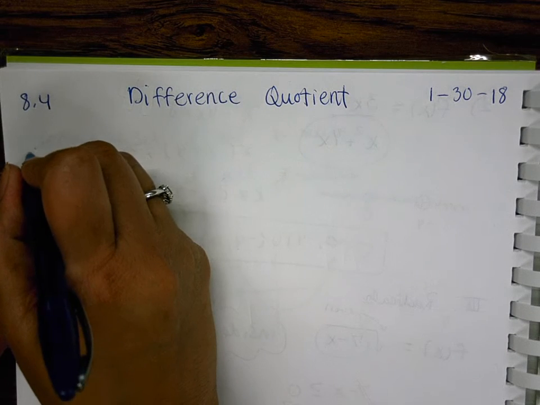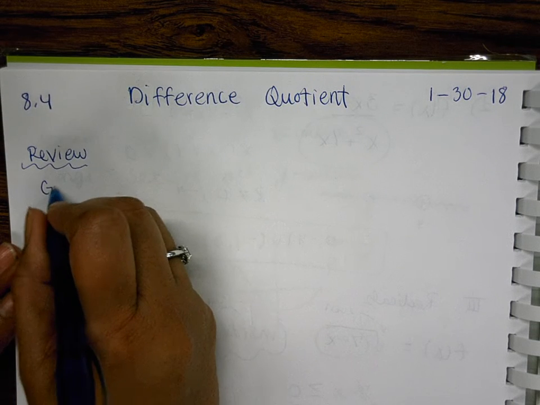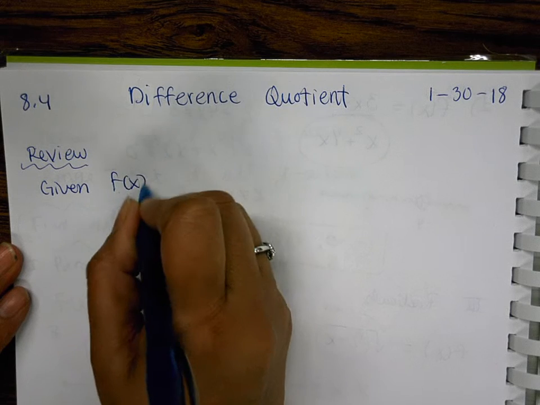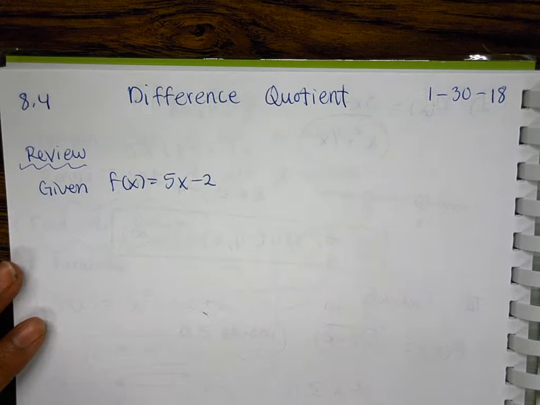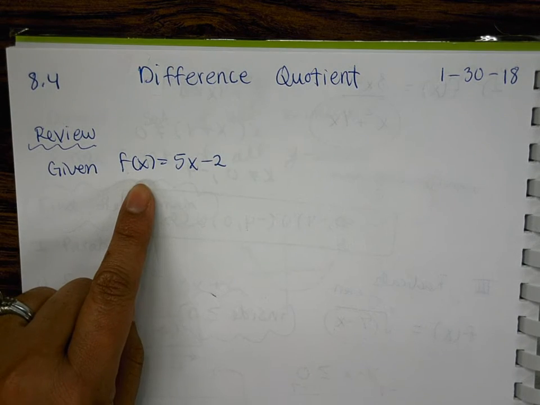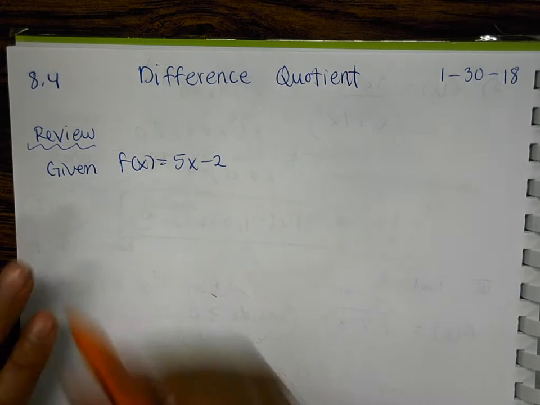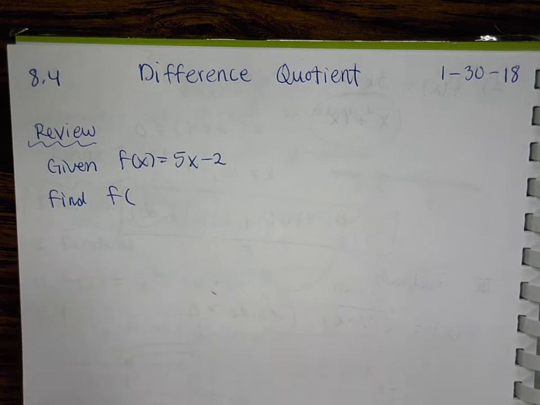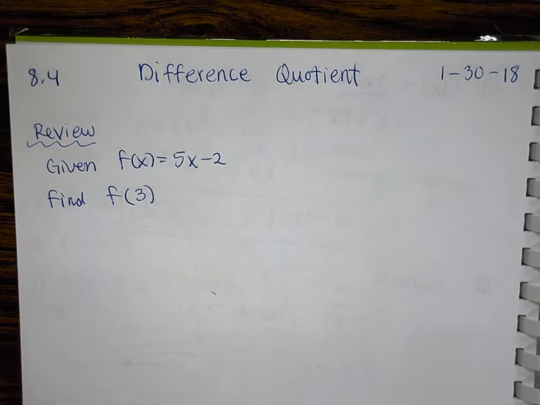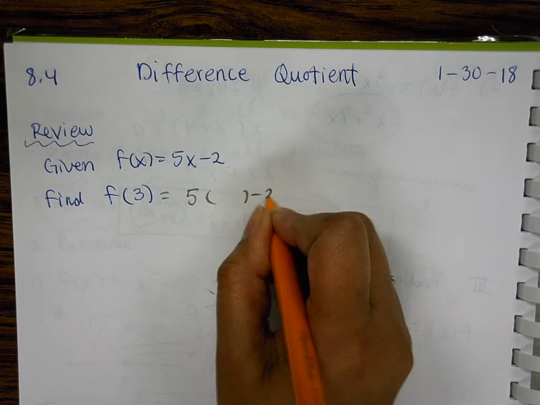First thing we're going to do is a quick review from last year. Given f of x equals 5x minus 2. f of x just means function notation. It's the same as saying y equals 5x minus 2. Find f of 3. All right, what does this mean? It's the same as saying evaluate.